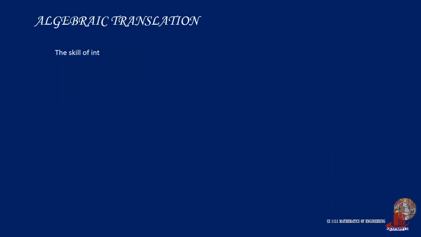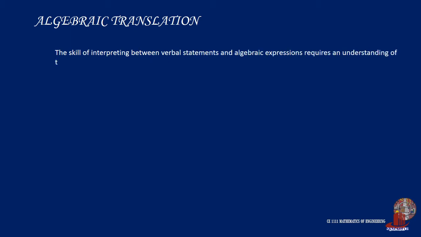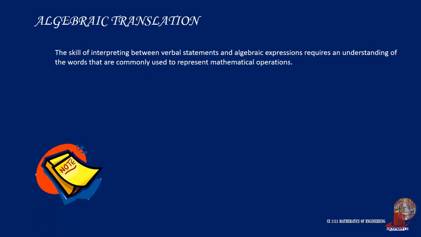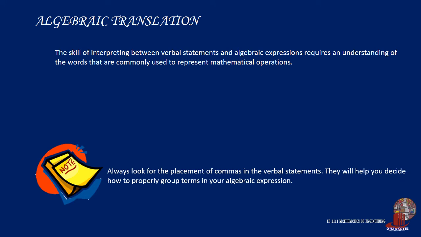Algebraic translation is simply converting a verbal statement, say an English sentence, into an algebraic expression or equation. Good advice in doing so: check the location of commas in the verbal statement to clearly identify if grouping of the terms is required in the algebraic expression. Different ways of verbalizing algebraic expressions depend on the operation.